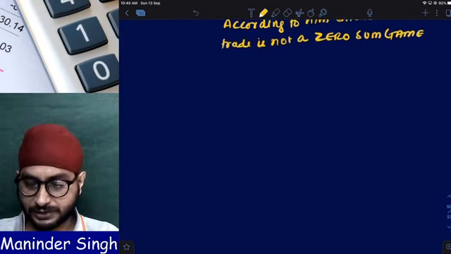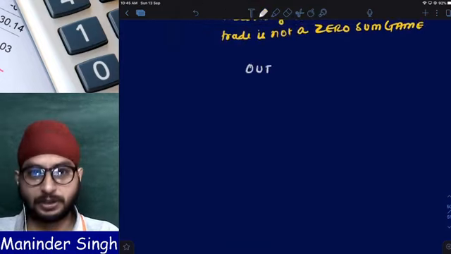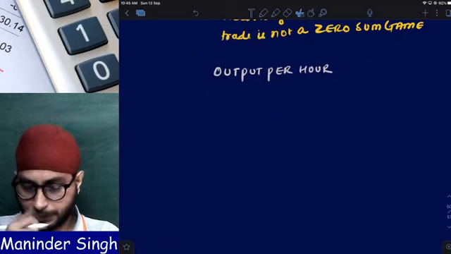Let us take one small example. I will take output per hour. I will draw a small diagram. Clear? Output per hour. Here we are taking output per hour. Now here I will write commodity.